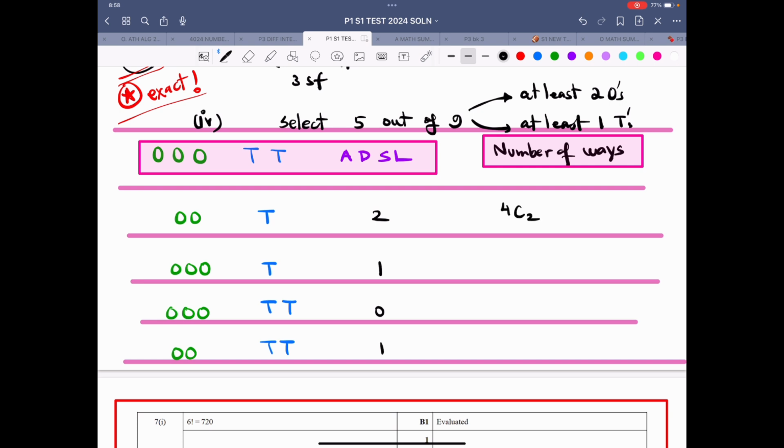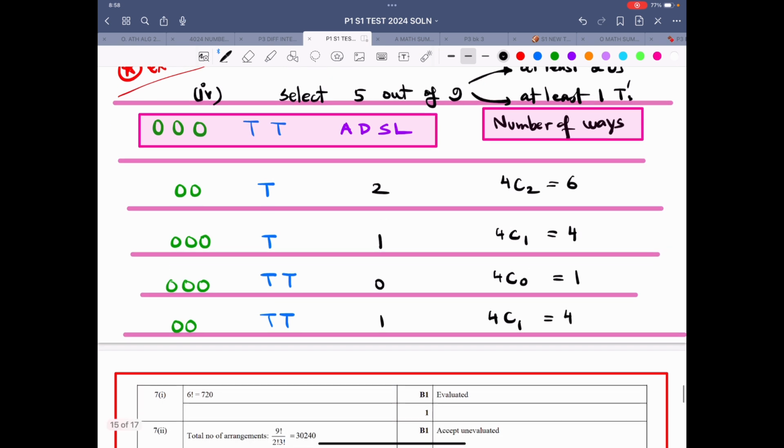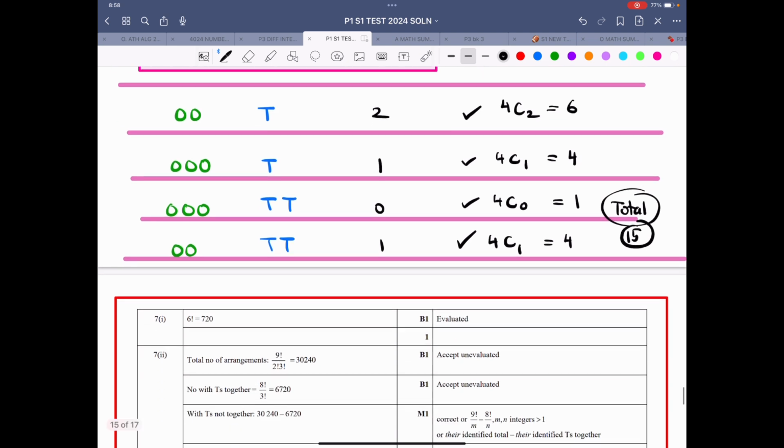So let me write 4C2, which comes out to be 6. I'm selecting 1, 4C1, which comes out to be 4. I'm selecting 0, 4C0, which comes out to be 1. I'm again selecting 1, 4C1, which comes out to be 4. So 6 and 4 is 10, 1 and 4 is 5. Therefore, the total number of ways is coming out to be 15. It's either this or this or this or this. That's how this working is done.